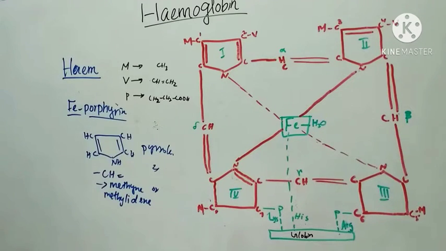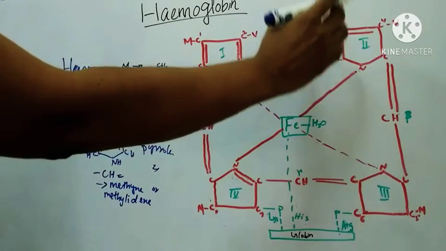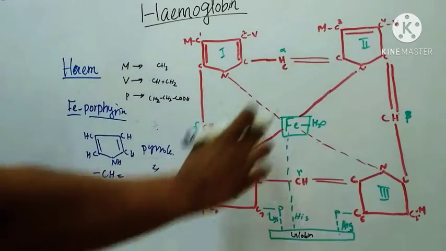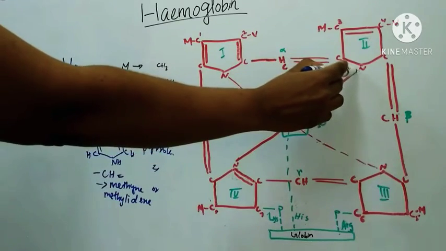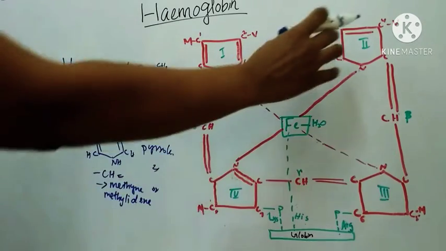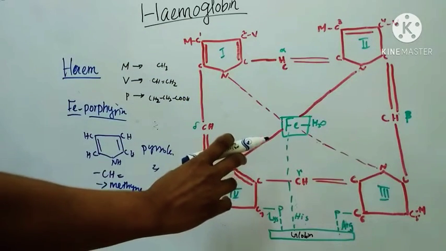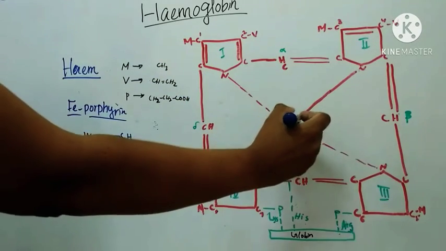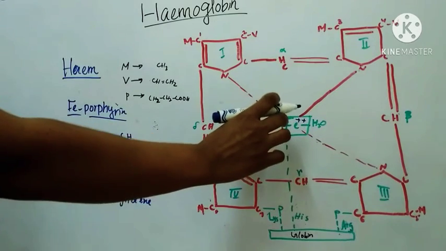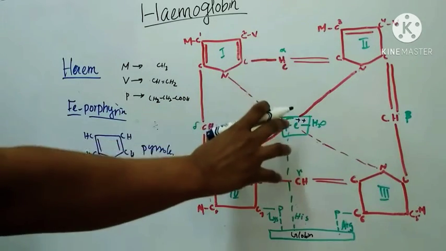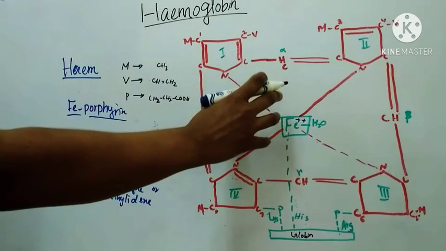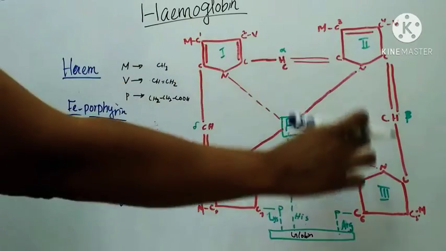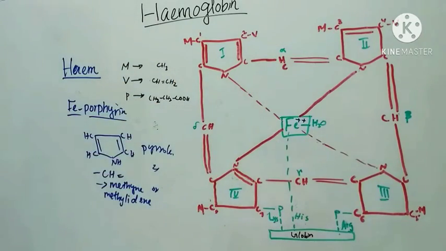Then coming to the structure, the 2 hydrogen atoms of the NH groups of the 2 and 4 pyrrole rings are replaced by the ferrous ion. Here Fe++, the ferrous ion, occupies the center of the compound ring structure and establishes linkages with all the nitrogen atoms of the pyrrole rings.